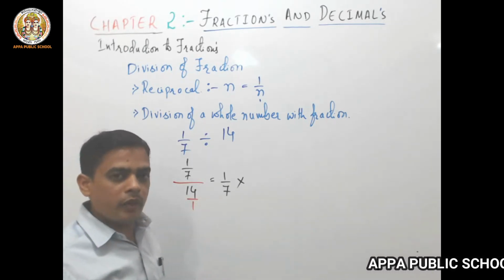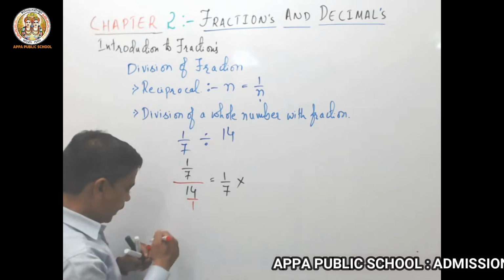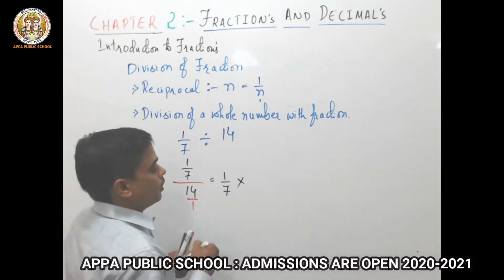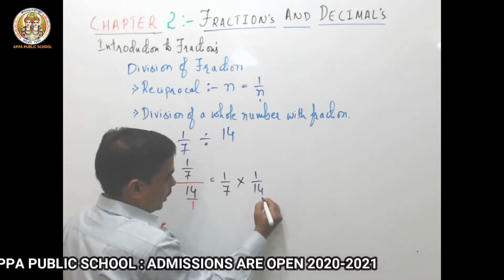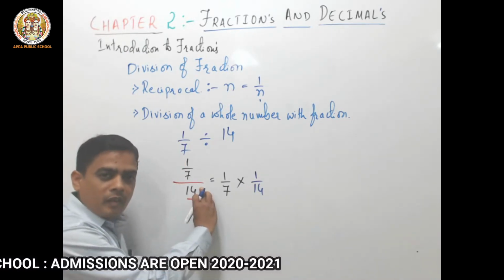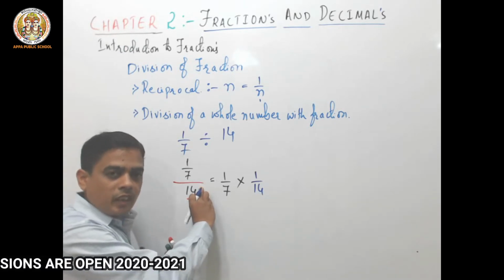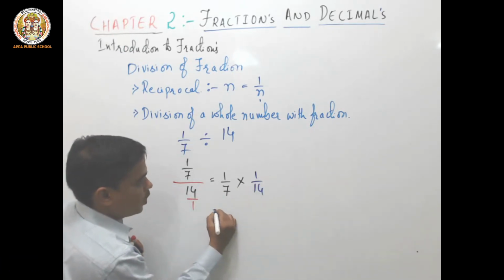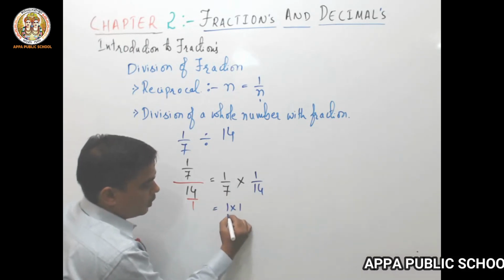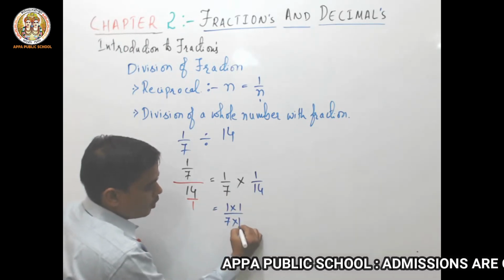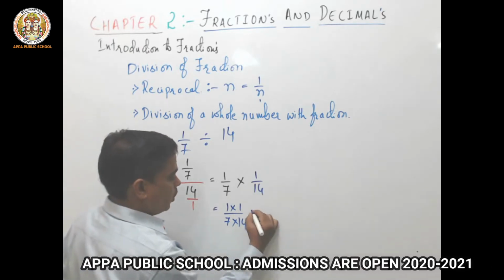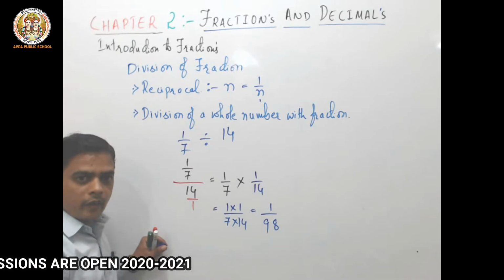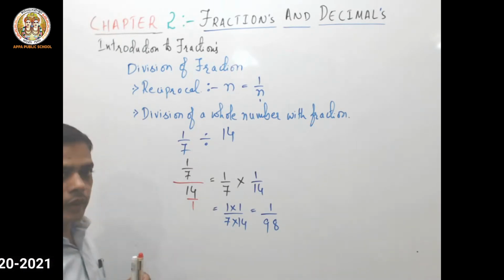Why? Because 14 divided by 1 is 14 only. So now I will take its reciprocal. What is the reciprocal of 14 by 1? It will be 1 by 14. Whichever number is there in the division, that is the denominator, you have to take its reciprocal. So that is equal to 1 into 1 divided by 7 into 14, that is equal to 1 divided by 98. Okay, next.